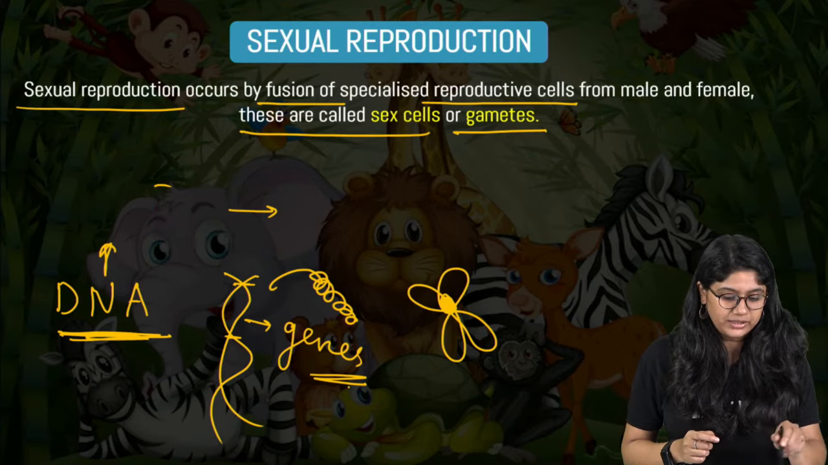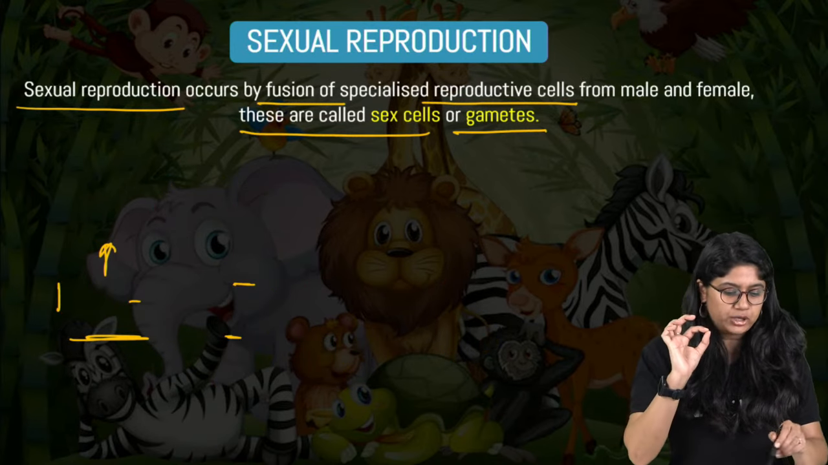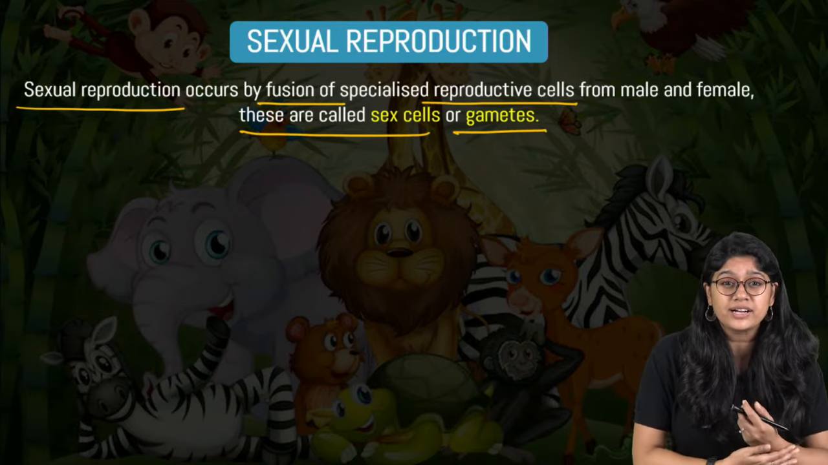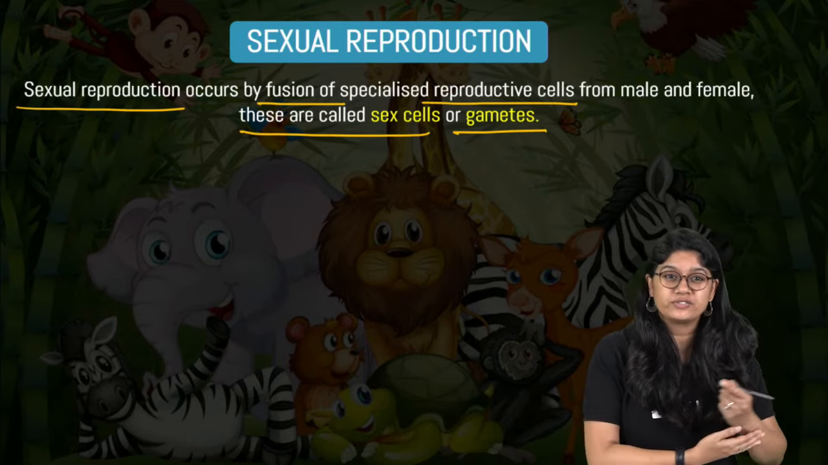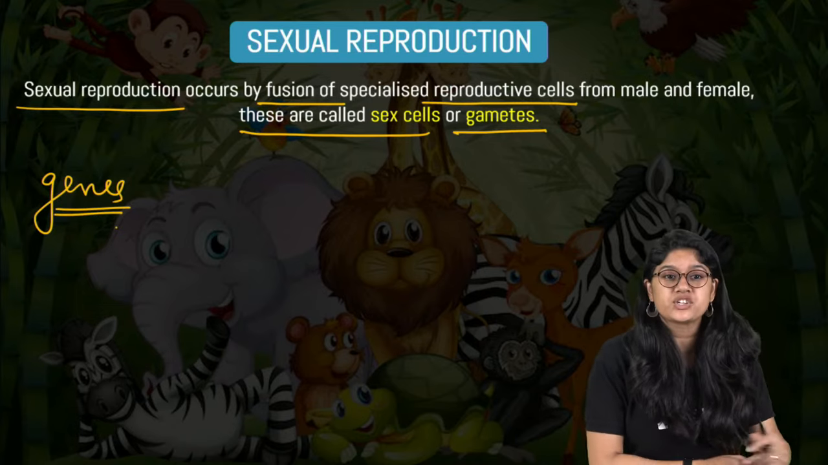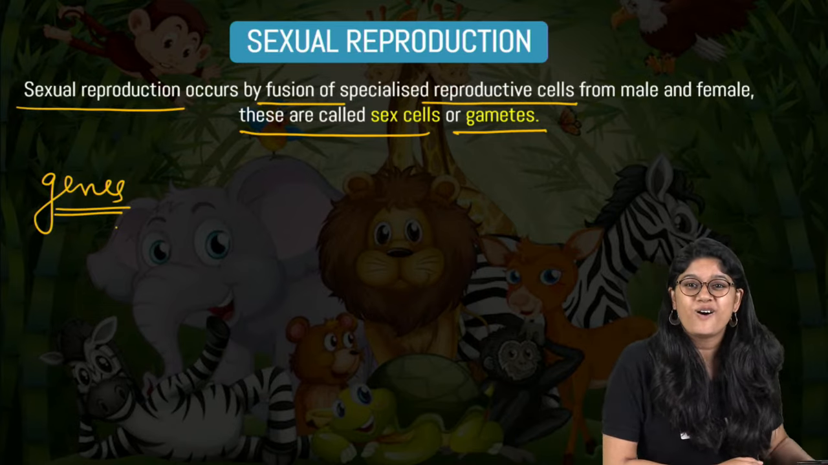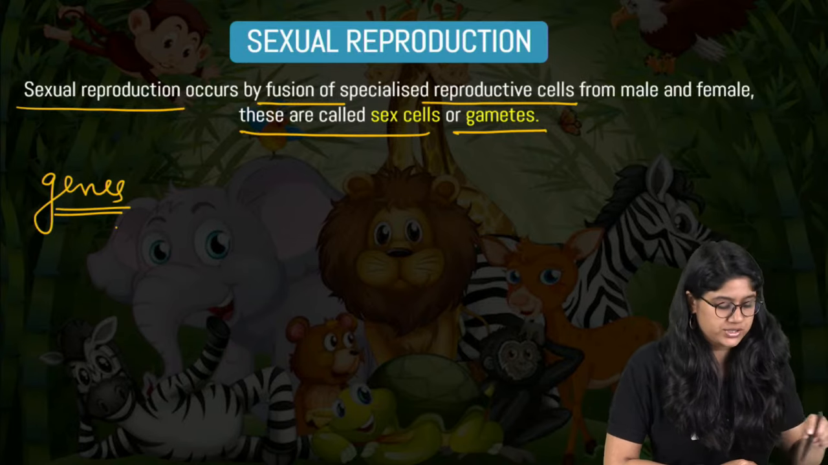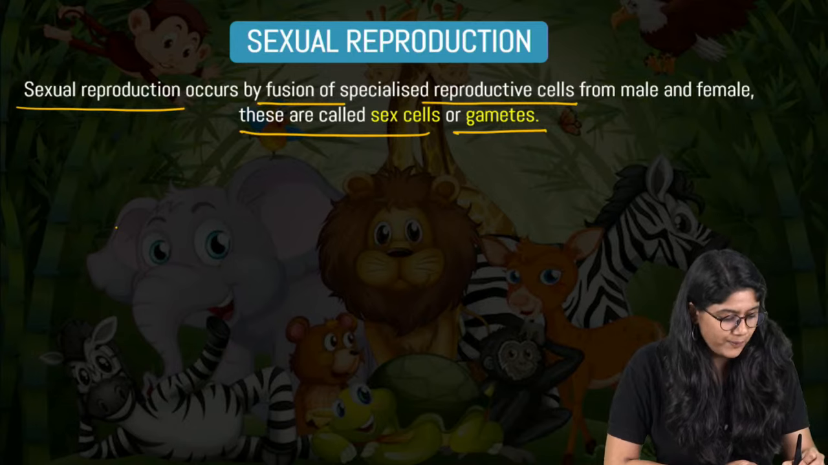Are we clear, everyone? There are a few things you have to remember. Your eye color, your skin color, your hair color is because of the genes. Clear, everyone? Awesome. Now let me explain. I can see there are still some doubts. Everyone, let's focus over here.